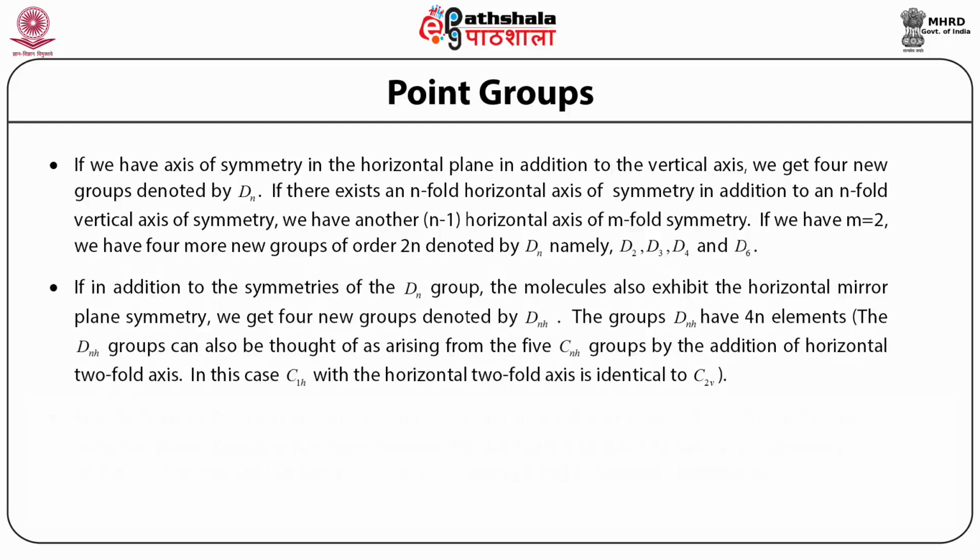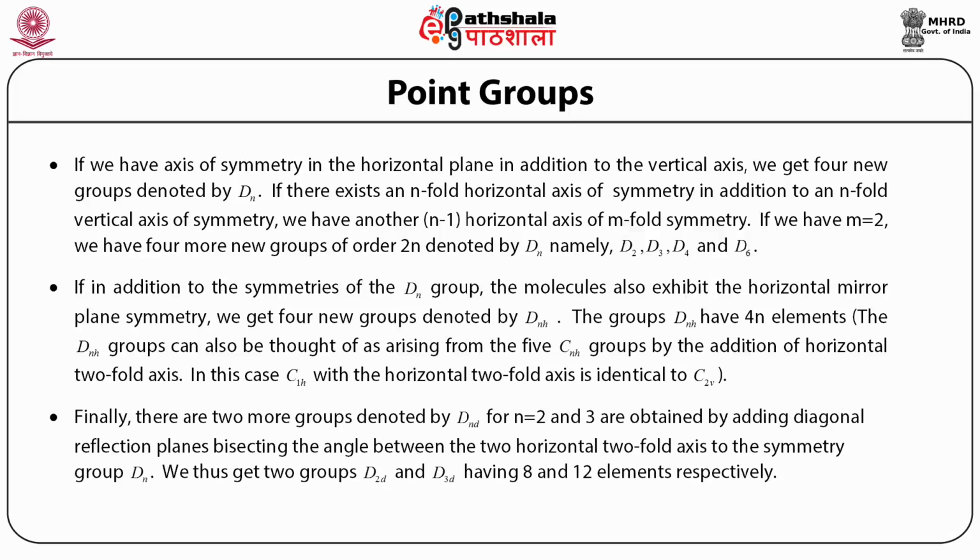If, in addition to the symmetries of the Dn group, the molecules also exhibit the horizontal mirror plane symmetry, then we get another four new groups denoted by DNH. How many elements does the group DNH have? Obviously, the group DNH has 4n elements. The DNH groups can also be thought of as arising from the CNH groups by the addition of a horizontal two-fold axis. In this case, C1H with the horizontal two-fold axis is identical to C2V.